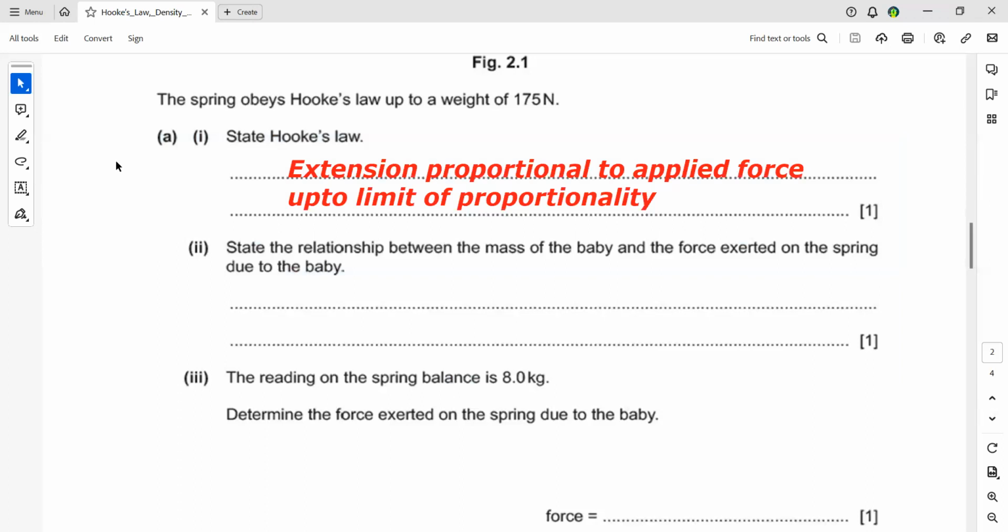State a relation between the mass of a baby and the force exerted. So how are the mass and force related with each other? They will be directly proportional, because if you increase the mass, the weight will also increase, and as the weight increases, the force will also increase. So we can say the force is proportional to mass, or force increases with the mass.